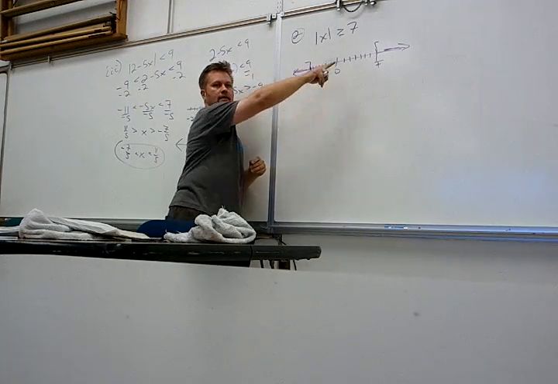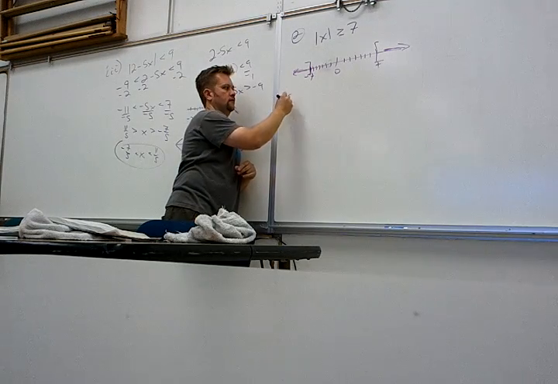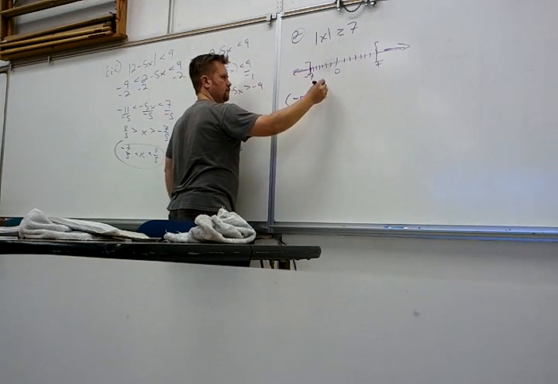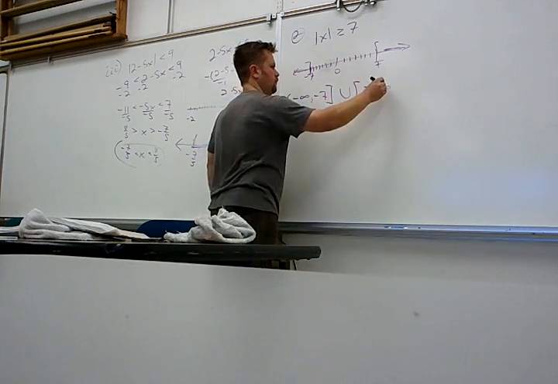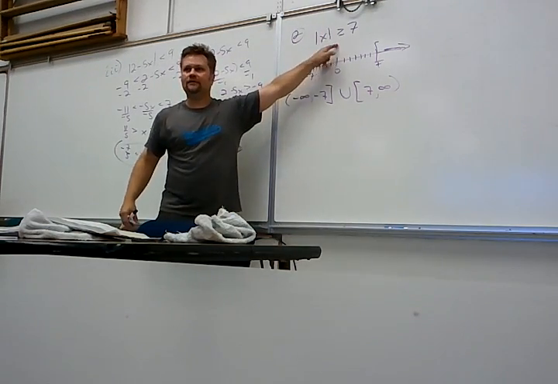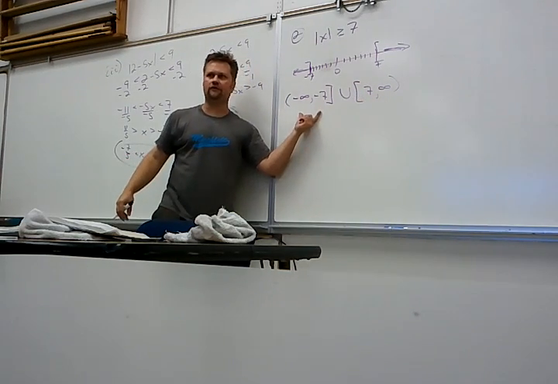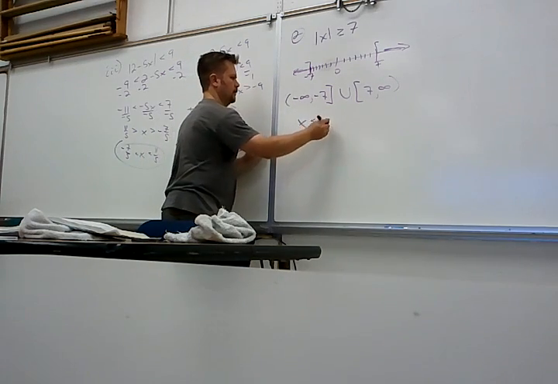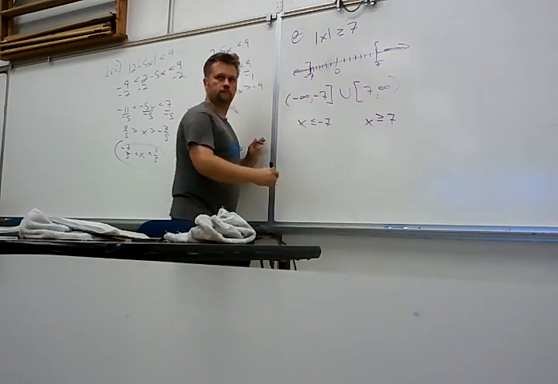Yeah. So how would you write this in interval notation? Minus infinity. Good. Minus infinity up to minus 7 inclusive, or 7 to infinity. So how would you be able to write this? You cannot write this on a single line. Do you guys see why? You have two separate defined answers here. One answer would be x less than or equal to negative 7. And the other one would be x greater than or equal to 7.